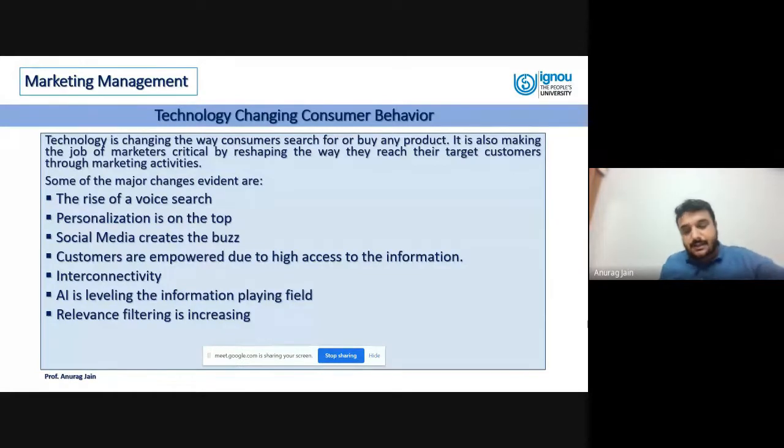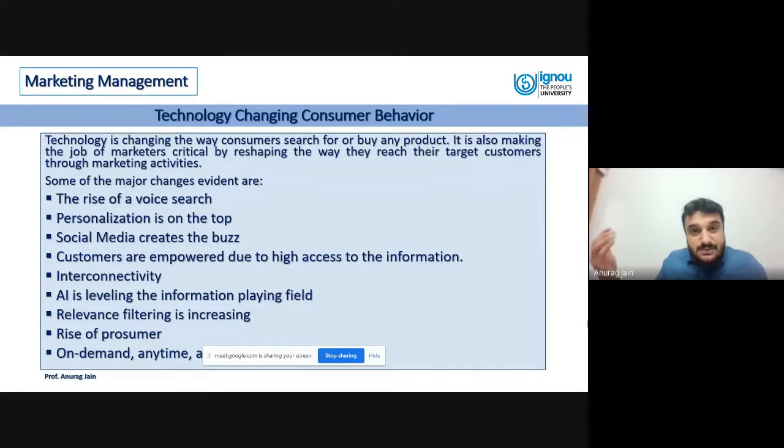Relevance filtering is increasing, so we don't have to look for each and every product or service available online. We can use different filters and get very relevant results which we are looking for. And there is a rise of the prosumer. What is the rise of the prosumer? Nowadays we are seeing ourselves less as consumers and more as prosumers.